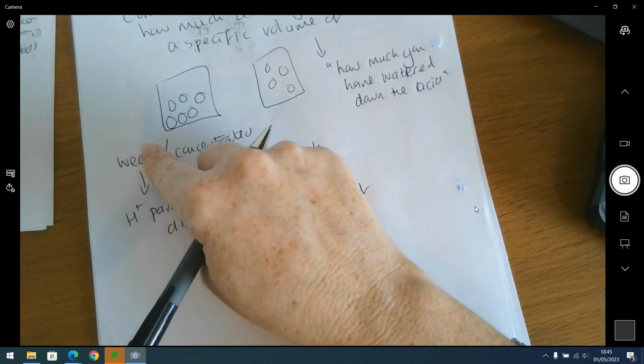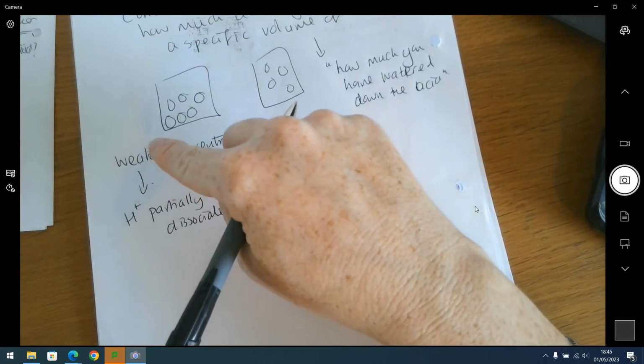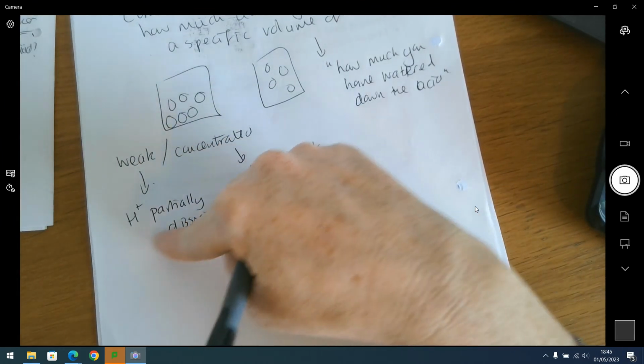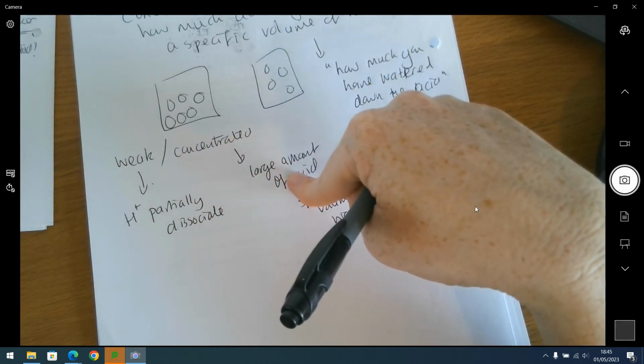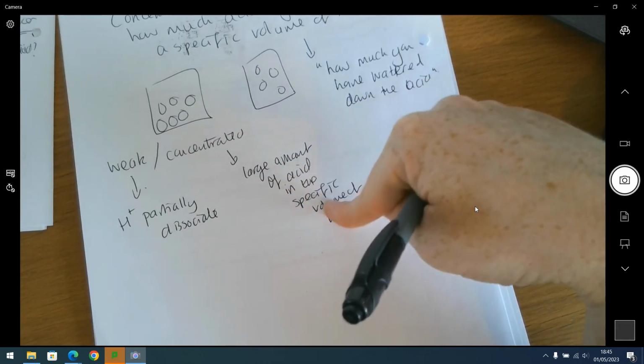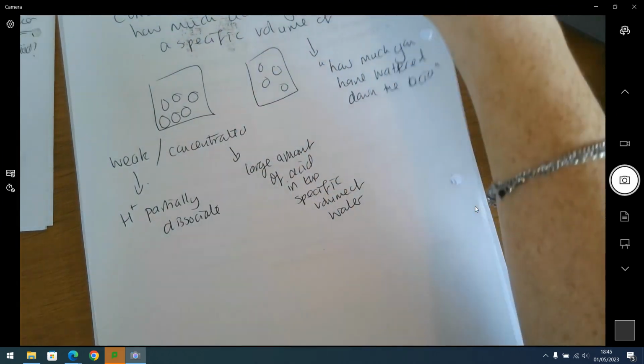So if you're asked to talk about weak and concentrated, you say it's a weak acid because the hydrogen ions only partially dissociate in solution, but we can have a large number of acid particles in a specific volume, which is what makes it concentrated.